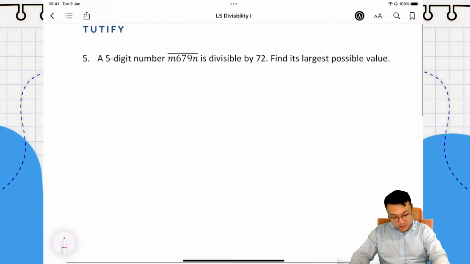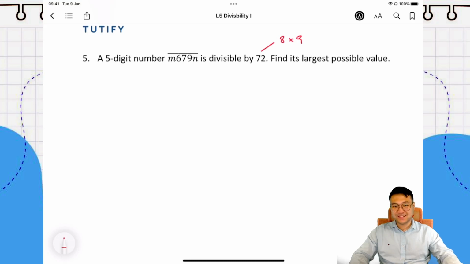So now you have 72, and we know that 72 is 8 times 9. So if 72 is 8 times 9, we must make sure that the number is divisible by 8 and divisible by 9. Right? So, firstly, can I ask An, how do I tell if a number is divisible by 8?